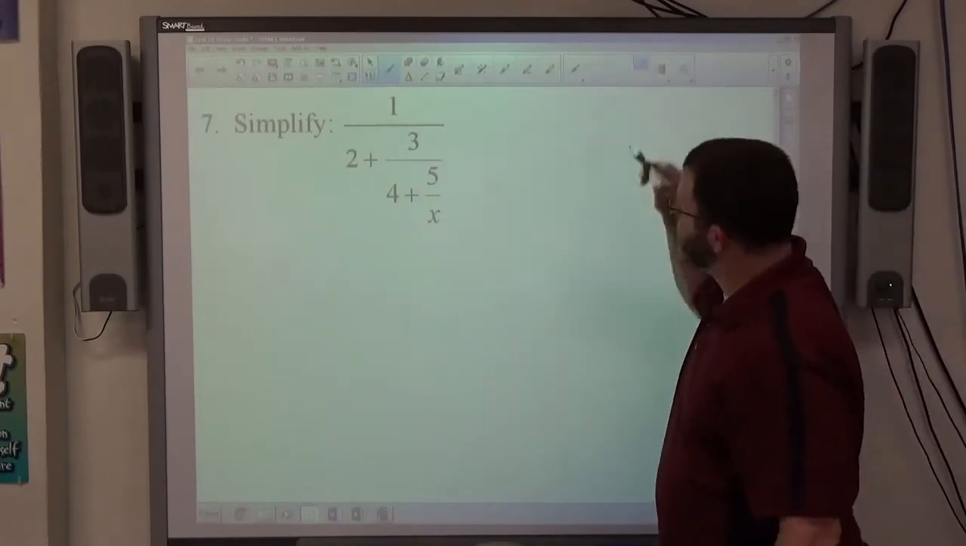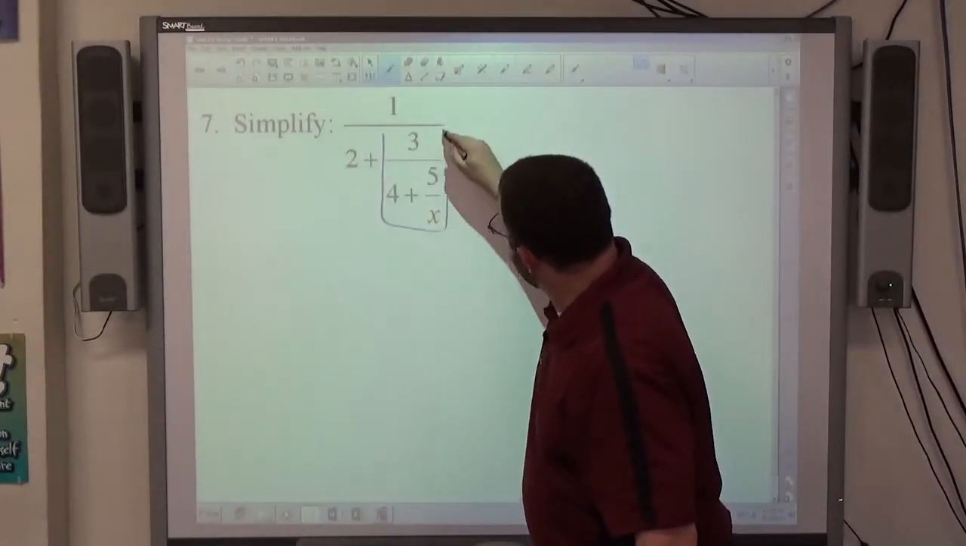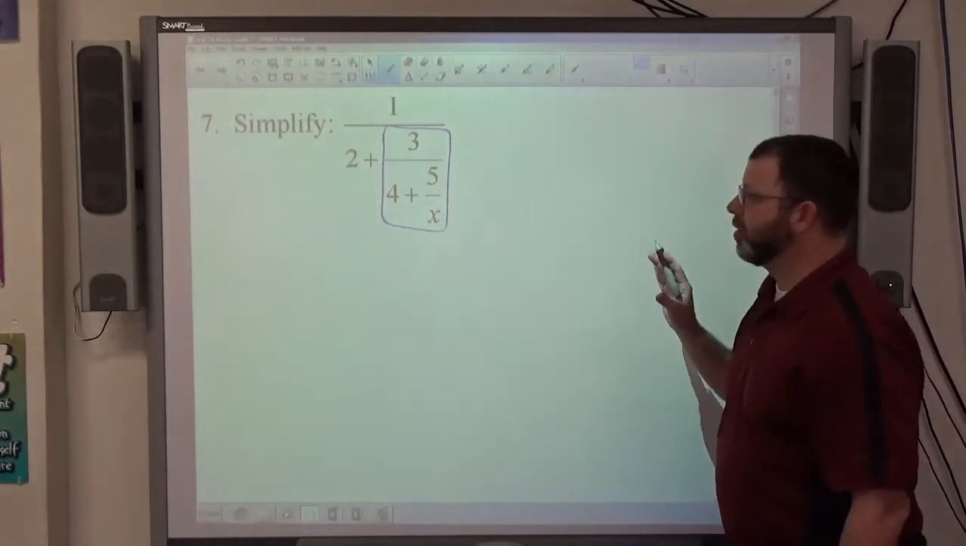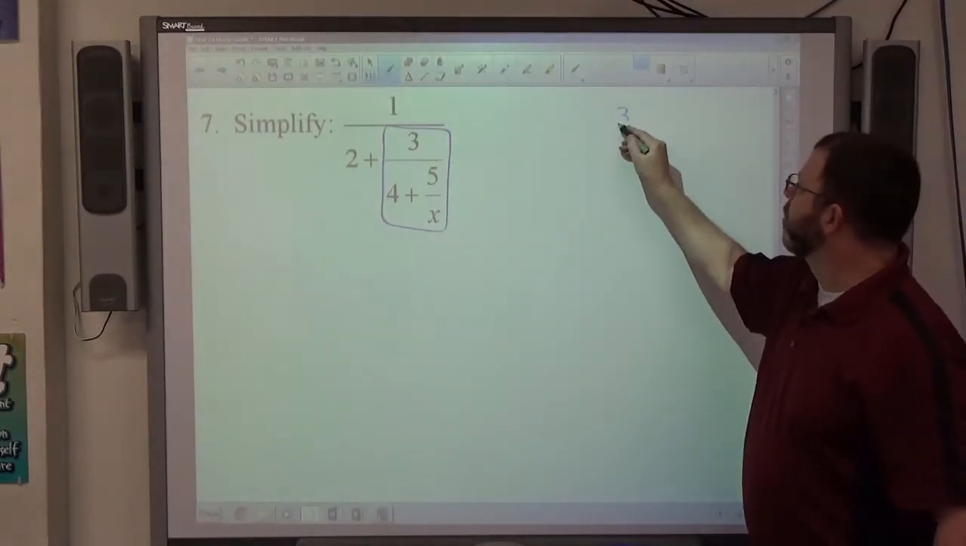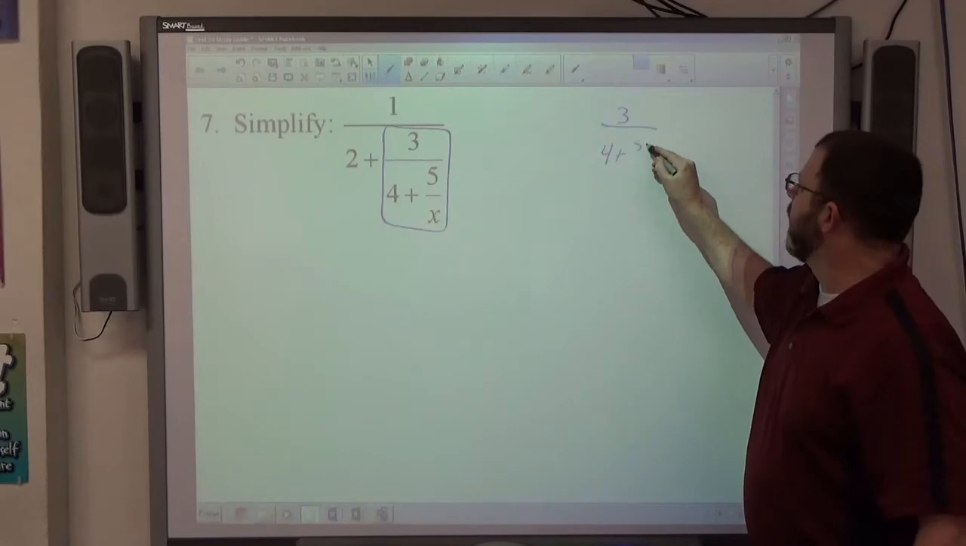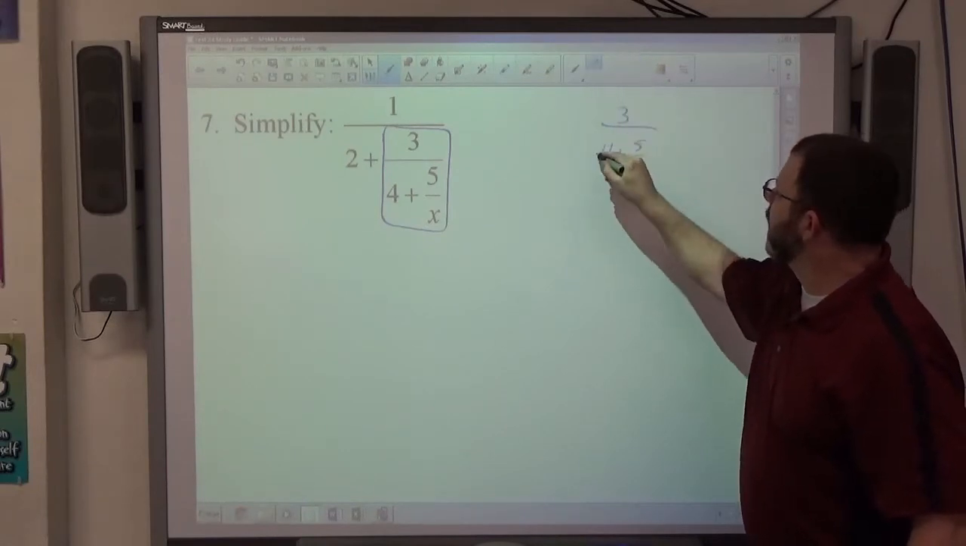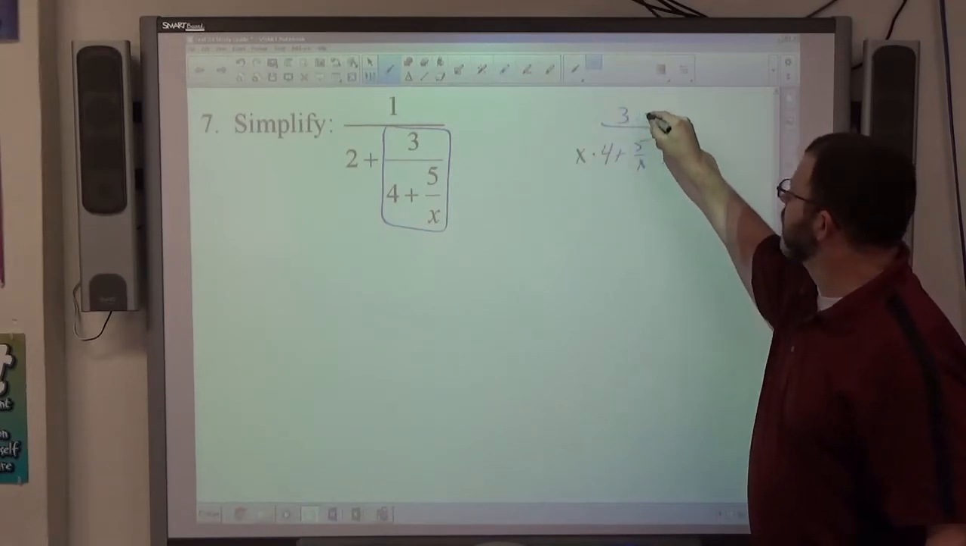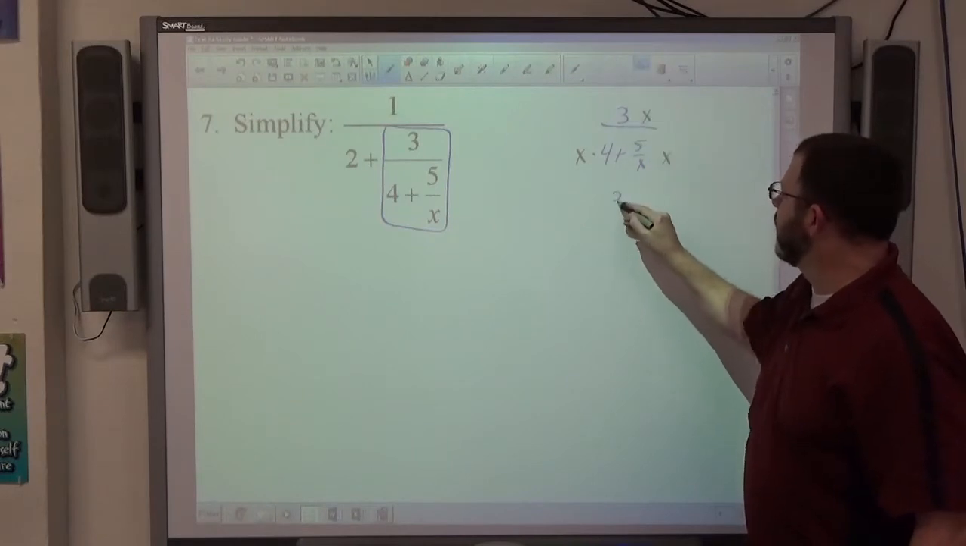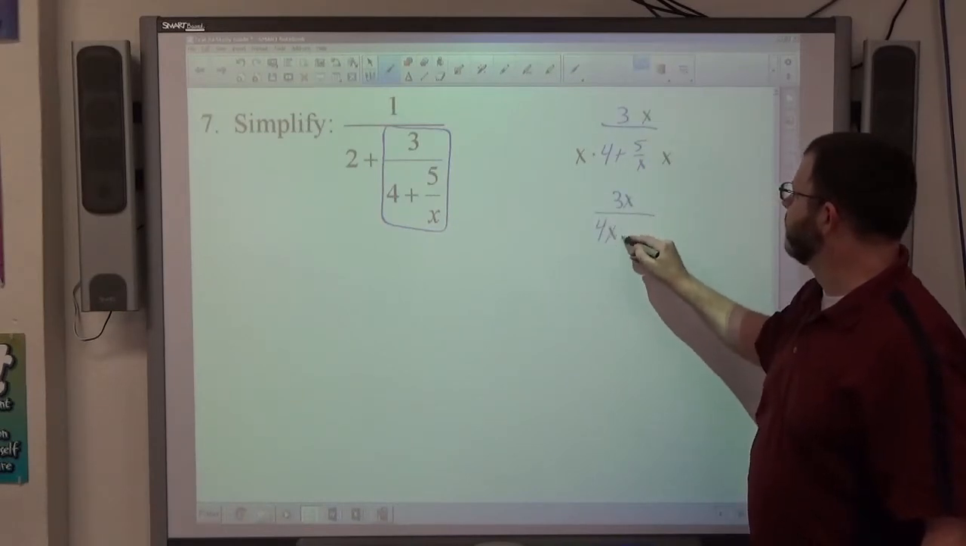Number 7. Begin by extracting the complex fraction that's in the denominator. So 3 over 4 plus 5 over x. We're going to multiply times x over x to fix. That gets me 3x over 4x plus 5.